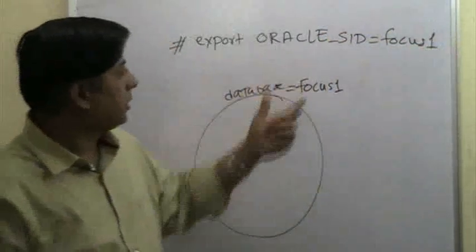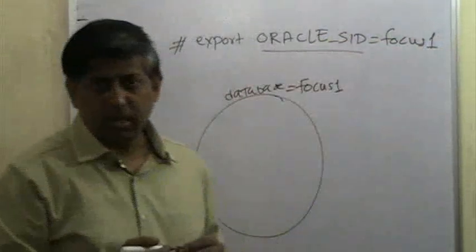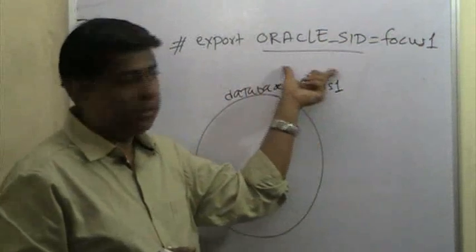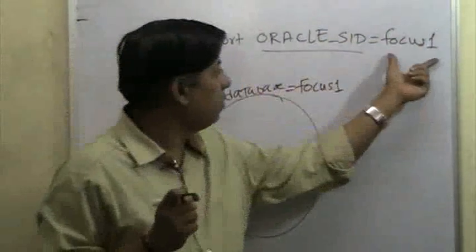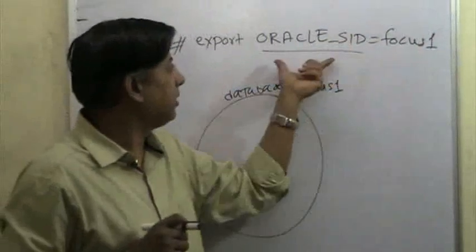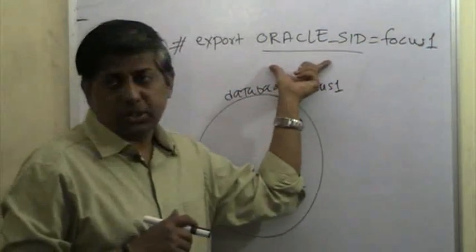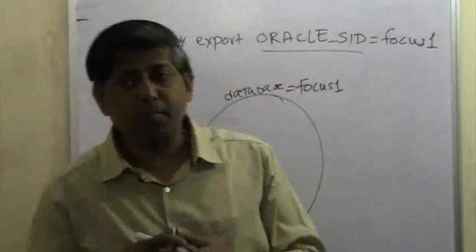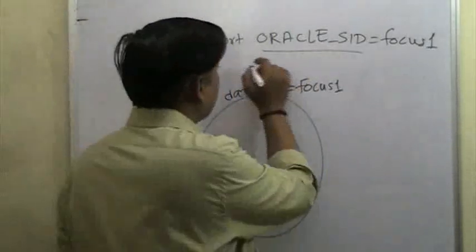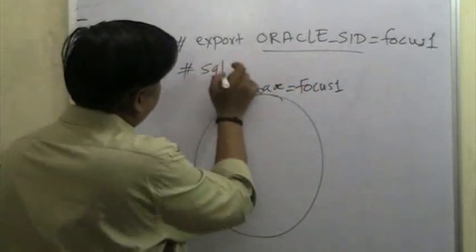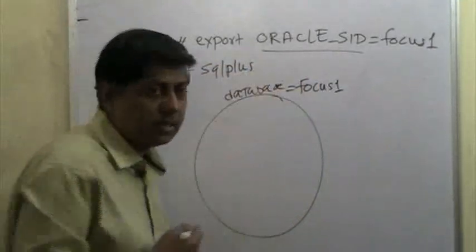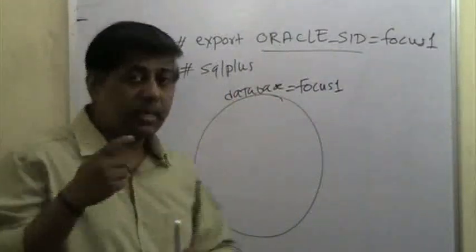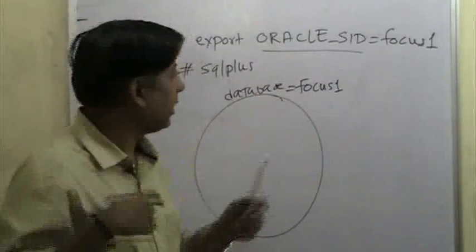What is this ORACLE_SID? It is a special Unix variable. Export is a Unix command which will assign a value to a Unix variable. So Focus1 is a value that has been assigned to ORACLE_SID, in uppercase. Now what is so special about this variable? This special variable is used by many Oracle programs, for example, the SQL Plus program. SQL Plus is designed in such a way that it will read the value of this variable ORACLE_SID, and then it will know that I would like to connect to the database Focus1.